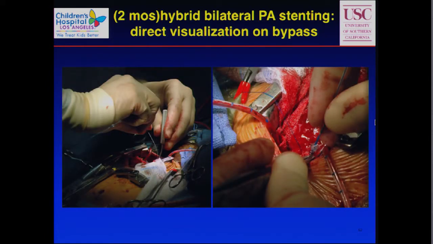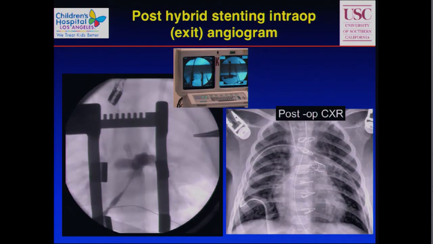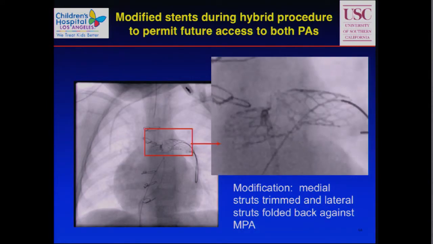Here's an example where we put in 1 stent, then the other stent, and now you take a picture afterwards. You can see what it looks like in the post-op x-ray. And now, of course, afterwards you start to rehabilitate this further. You created a new MPA orifice using this technique.